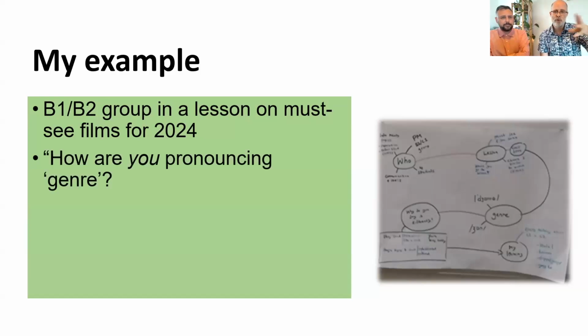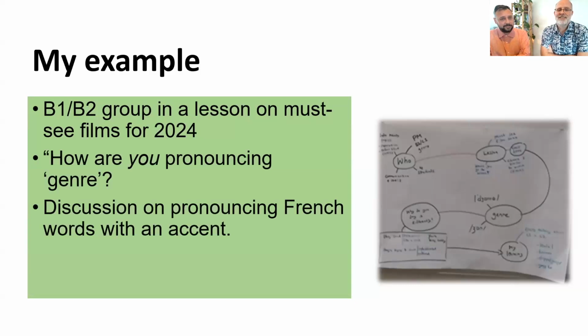But at one point, we were talking about genres, film genres, and I had a student from France who, in the middle of this discussion, said, "How are you pronouncing genre?" And I said, "Oh, why?" And she told me that, in French, it's genre, and I'm saying genre. She's saying, "Why are you doing that?" And really, we had a discussion then on pronouncing French words in English with an accent, and the zombie films are my favourite genre.